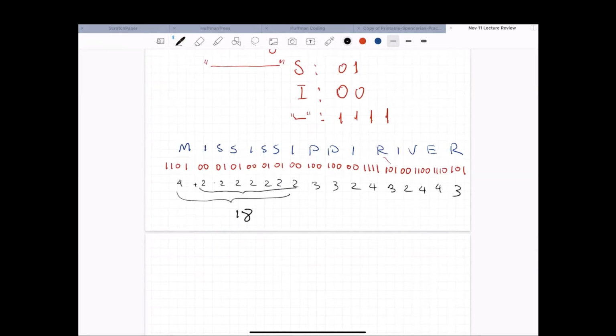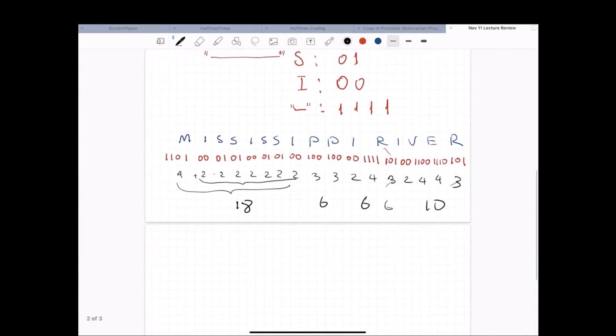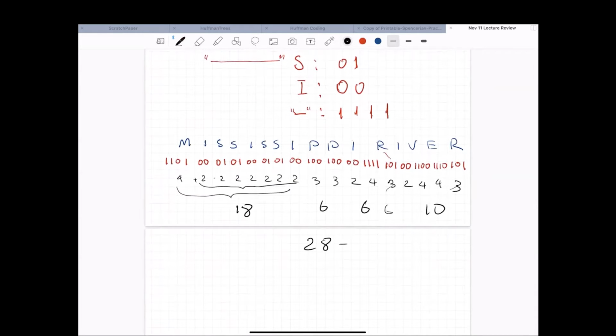Then I have 6, 6. I have another 6, and 10. So that seems like 28 plus 18. That seems like 46 to me, unless I made a mistake. So it took me about 46 bits to represent the whole thing, right? It's not 136 bits. That's how many bits it takes to send the text, right?